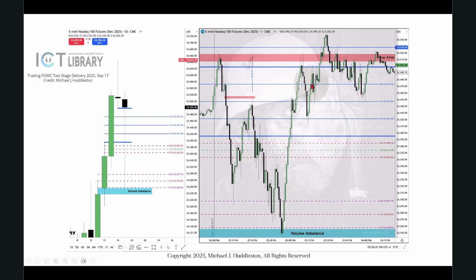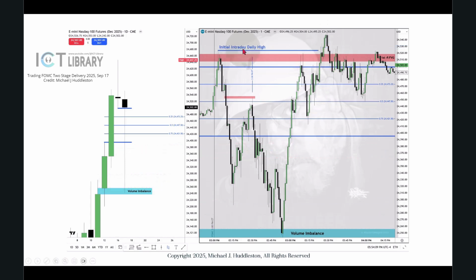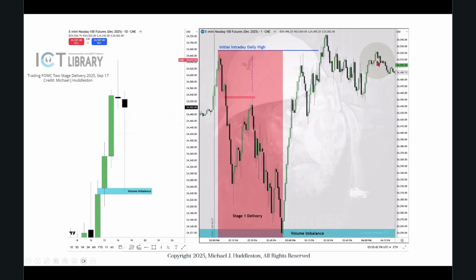But it then rallies up, consequent encroachment, upper quadrant, and then sends it through first percent of fair value gap and the relative equal highs here. So that initial intraday daily high here earlier in the day, they take that out, and then we start to consolidate in between the quadrant levels and first percent of fair value gap. This is the first stage delivery where it sells off at 2 p.m., beginning of FOMC, and then during the conference portion.